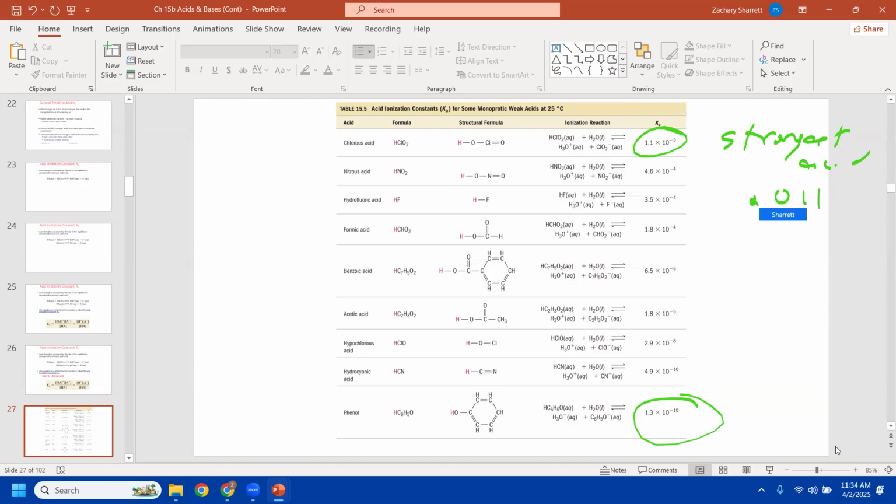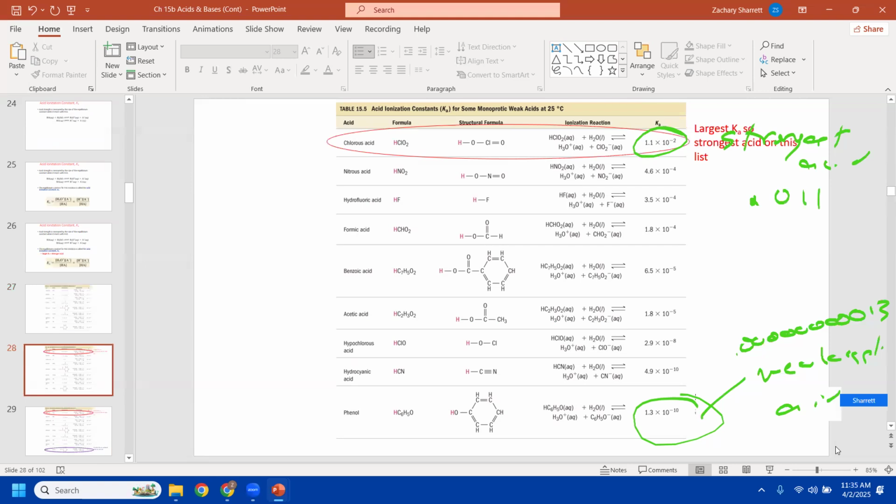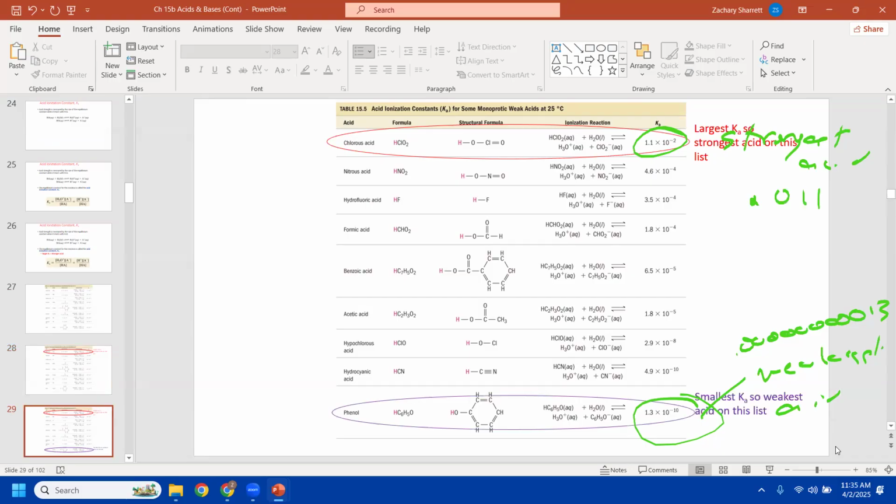So once again, of this list of acids, it is not that strong of an acid, but when you compare it to this value down here, which is 0.00000000013, and I probably didn't even draw enough zeros, this one would be the weakest acid of the group, okay? So the largest Ka is the strongest acid on this list. This has the smallest Ka, so it is the weakest acid on this list.